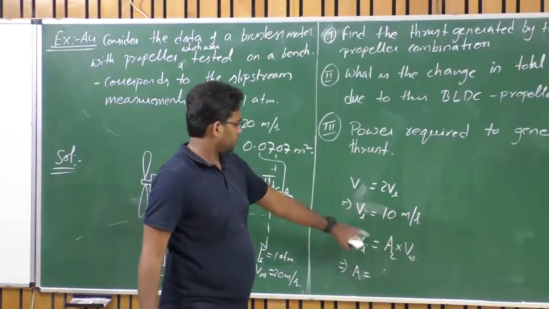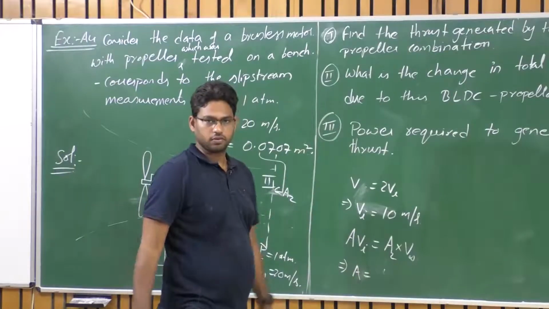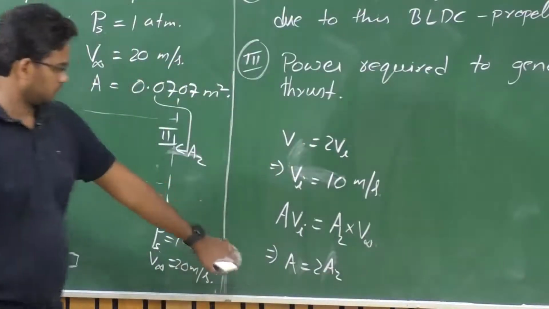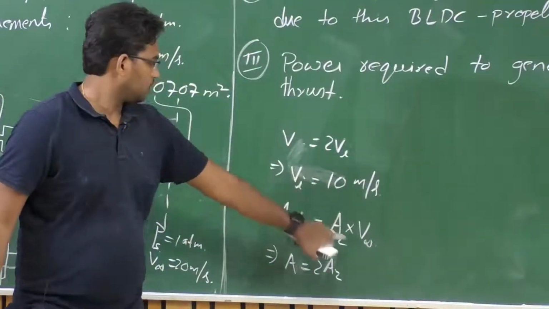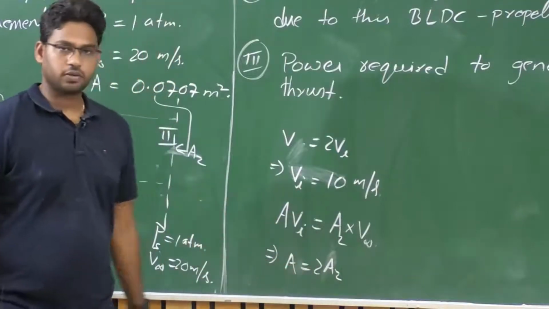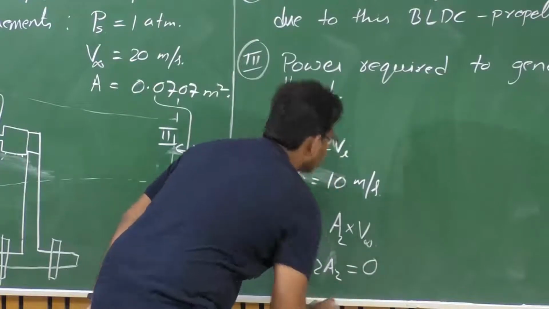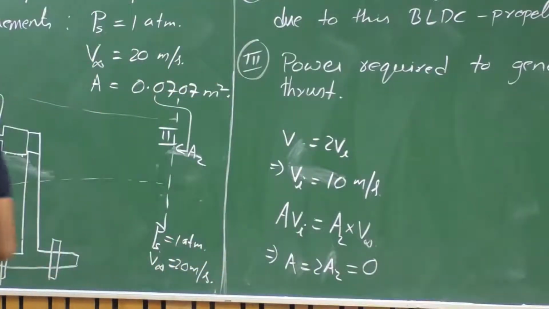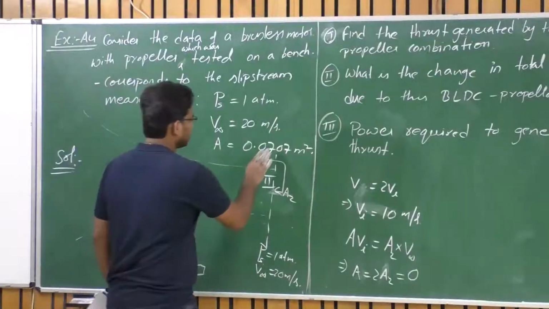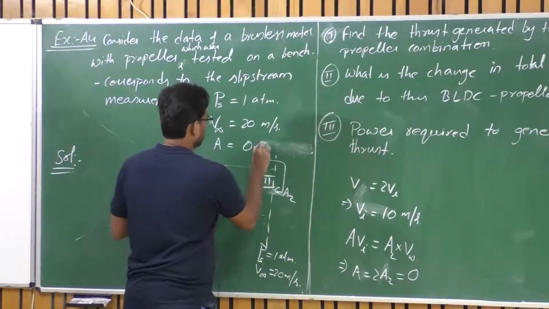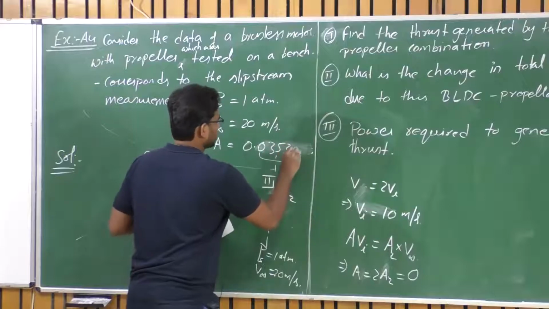So V1 upon A by 2, right? A2 by 2. So 2 times A2, right? Isn't it? So V2 is 2 V1, so it becomes 2A2, which is, what is the area here? So there is a small correction here. Let's consider this as 0.0353 meter square.